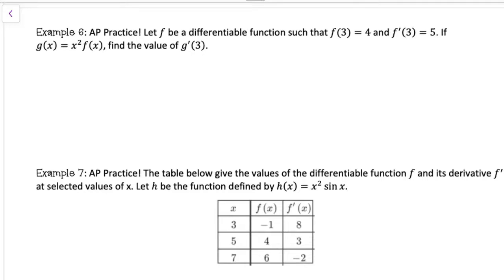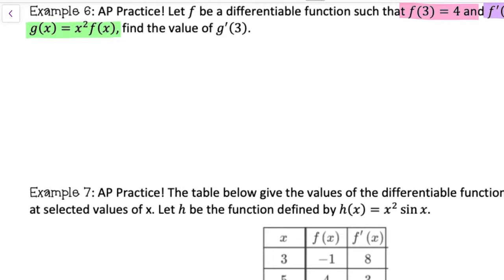So in example 6, let f be a differentiable function. Okay, that's important. It just means it has a derivative such that, okay, they give us this point, and they give us the derivative of the function evaluated at that same point. If g of x is this guy, find the value of g prime of 3. Cool. I would start first by considering g prime of x, right?